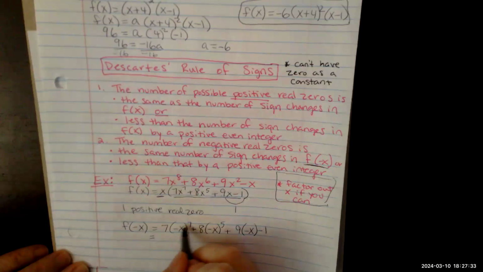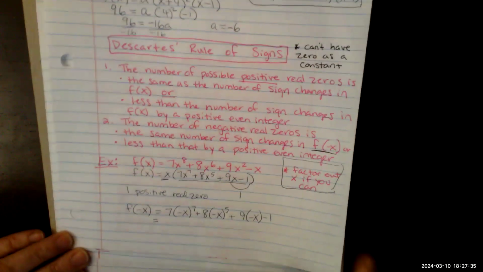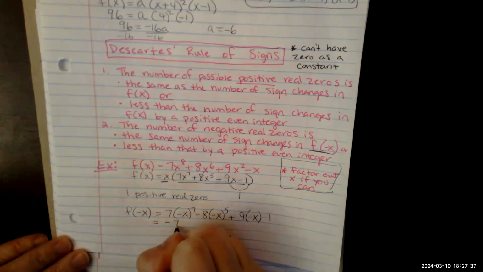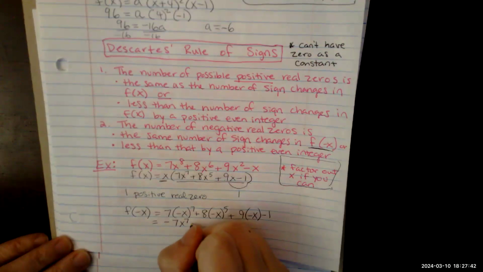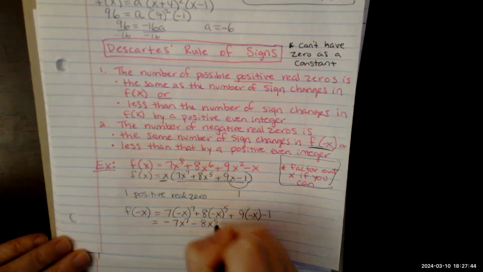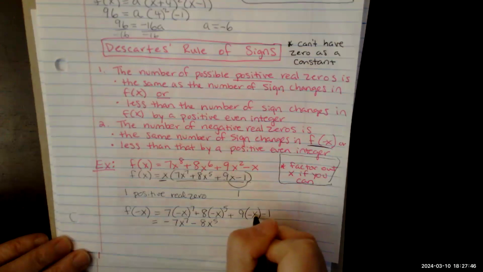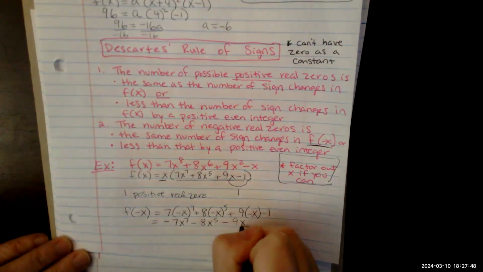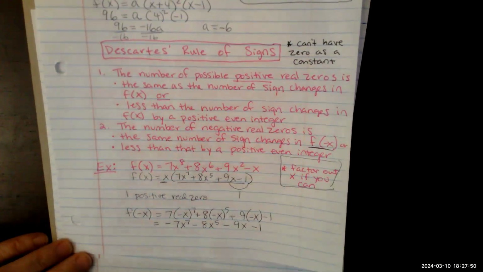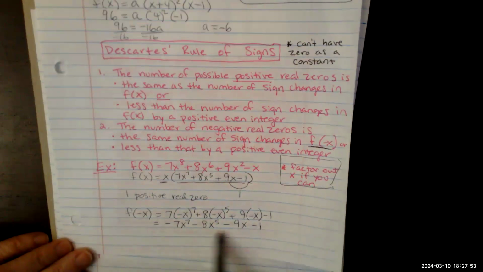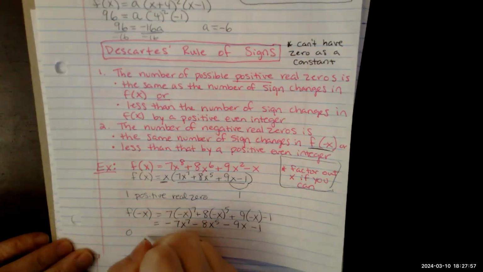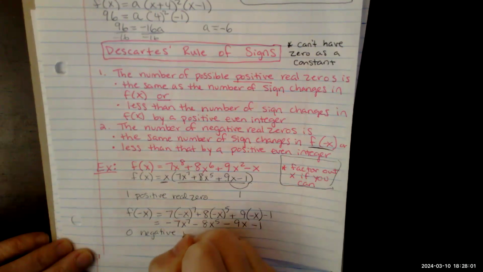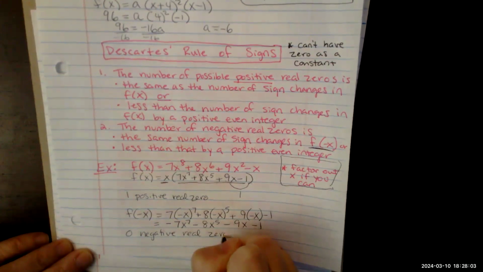Since I'm raising this one to a 7th power, it's going to stay negative. So -7x to the 7th. This one will also stay negative. So -8x to the 5th. 9 times -x is negative. And then I have minus 1. So I have no sign changes at all here. So I'm going to have 0 negative real zeros.